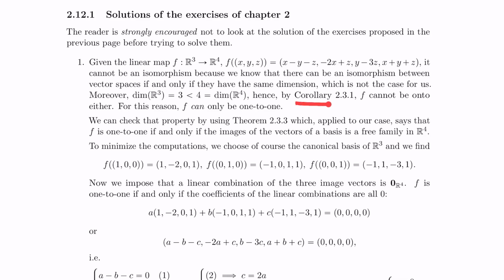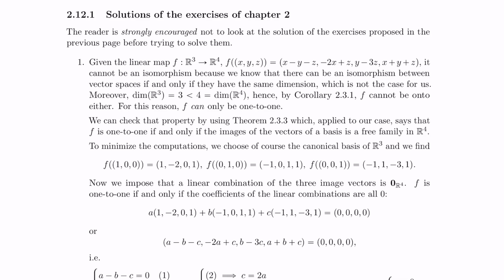Moreover, from this result here, we have that f cannot be onto either. In fact, a linear map can be onto if and only if the dimension of the range vector space is less than or equal to the dimension of the domain vector space. But in this case, the dimension of R3, which is the domain vector space, is strictly inferior to 4, which is the dimension of the range vector space. So the only property that f can have is being 1-to-1.